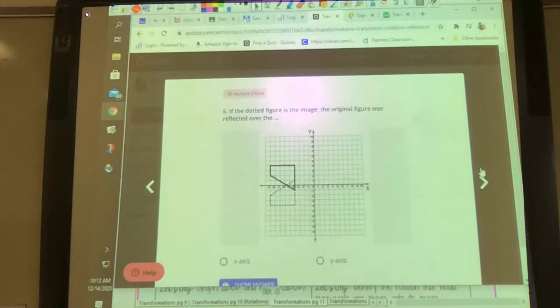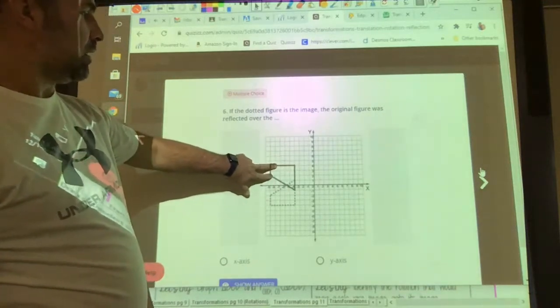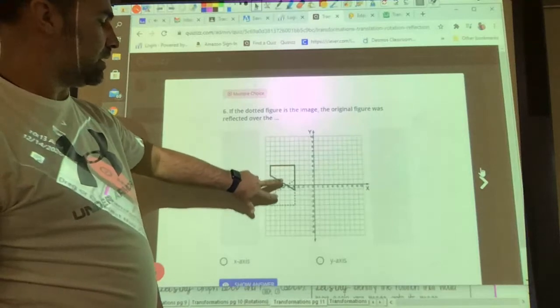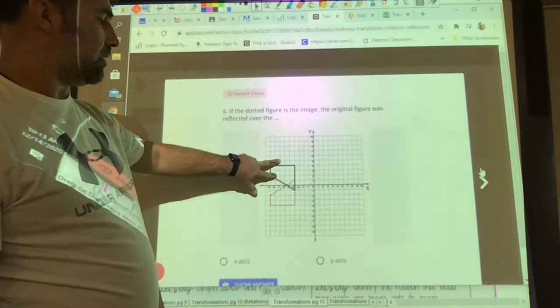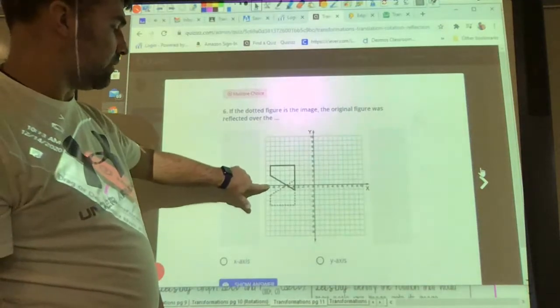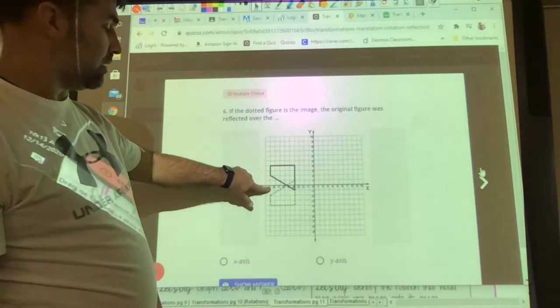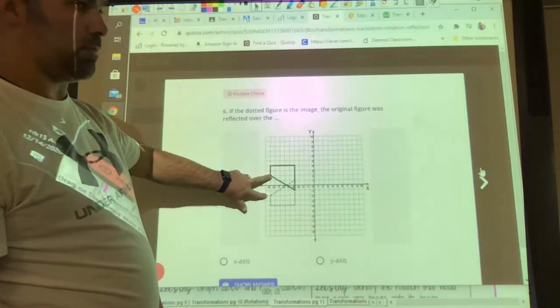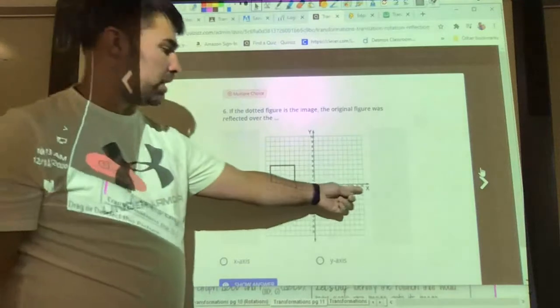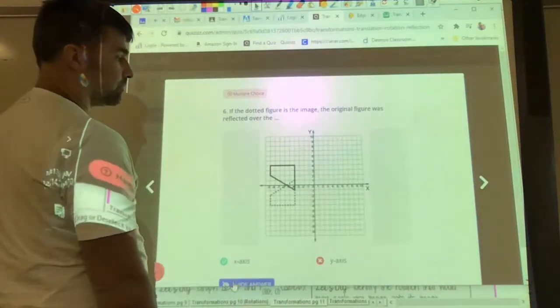Okay, if the dotted figure is the image, vocabulary: pre-image and image. The original, which would be the bold one, is the pre-image and this is the image. It would be a reflection across the x. Remember reflections, right? If this is 2 units away from that line of reflection and this is 2 units, then that is a line of reflection. And this is the x-axis. So that would be a reflection across the x.